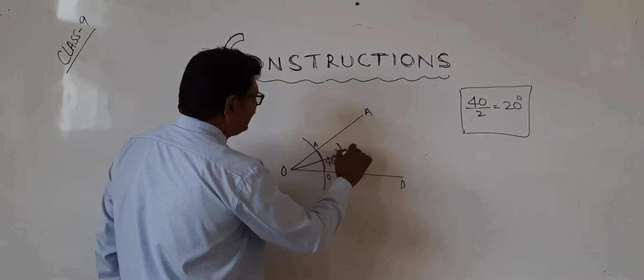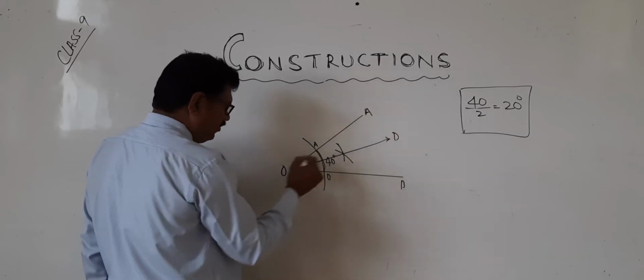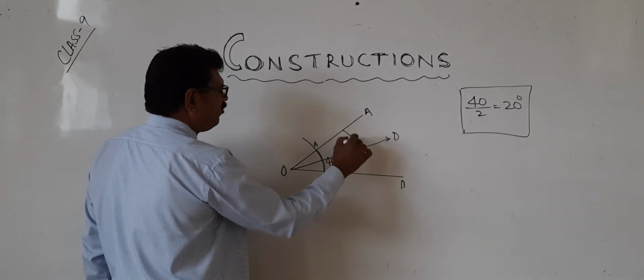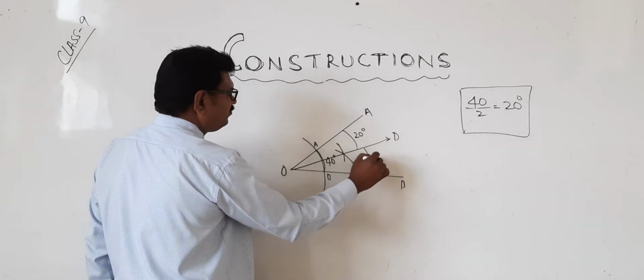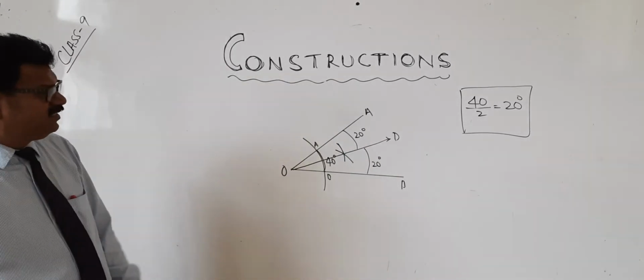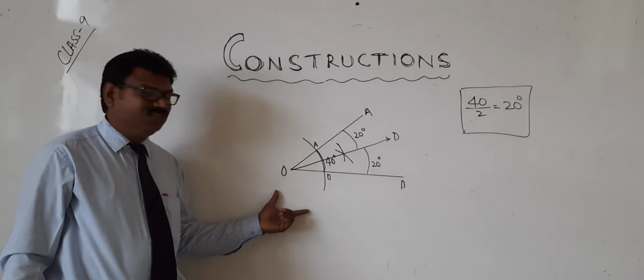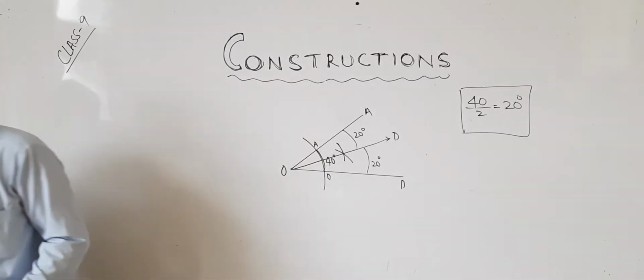Where both will intersect, this is nothing but DOB or AOD. It is nothing but how much? 20 degrees. So this is the procedure for angular bisector. Did you understand? Okay.